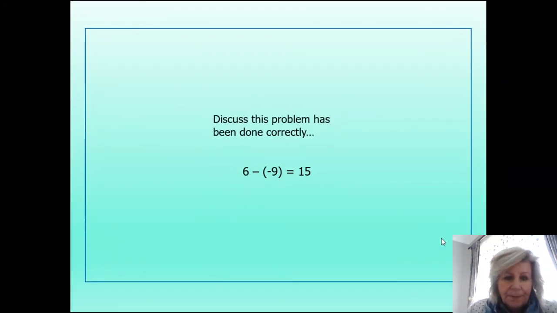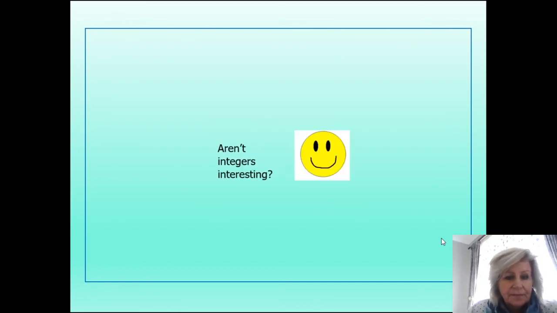Discuss this problem, whether or not it has been done correctly. Okay, so we've got 6 minus -9. So you've got brackets. 6 plus 9, is it 15? Right, aren't integers interesting? I hope that helped you guys.